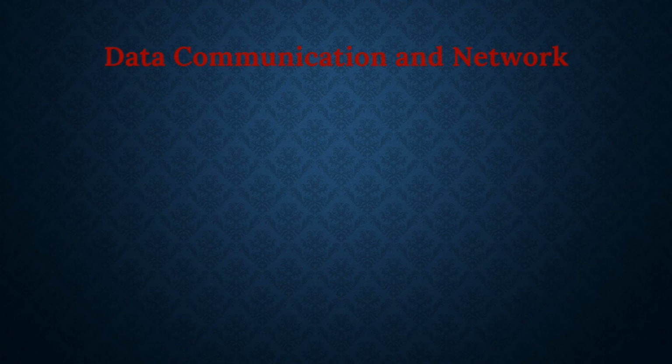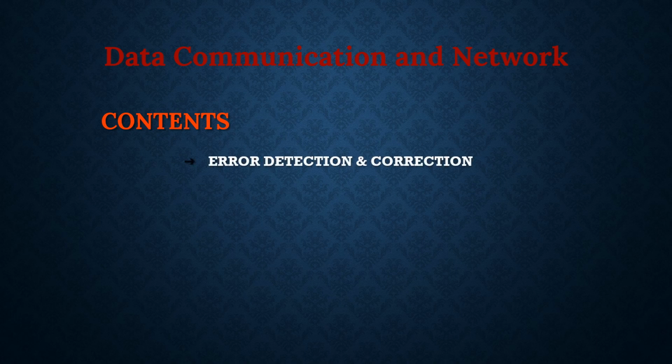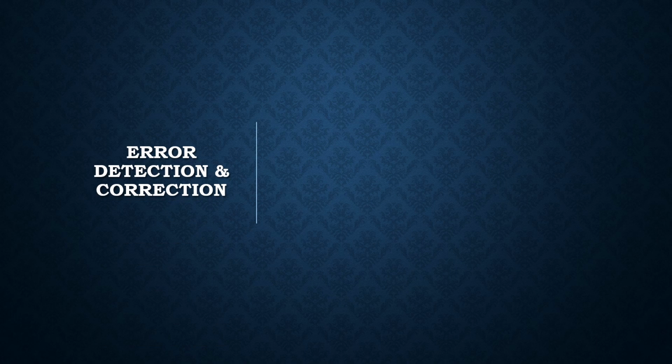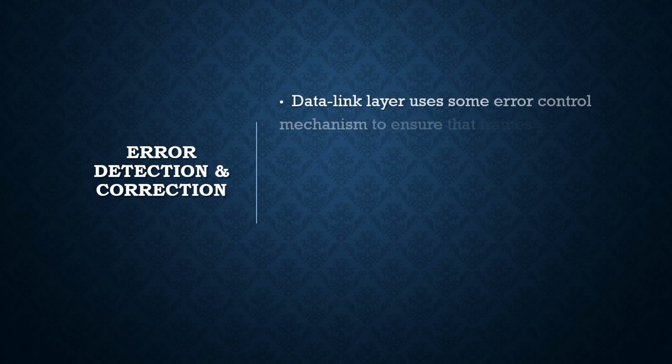Let's start today's topic, data communication and network. Let's see the topics we will cover under this section. Error detection and correction, nature of errors, CRC, and Hamming code. Let's begin with error detection and correction.